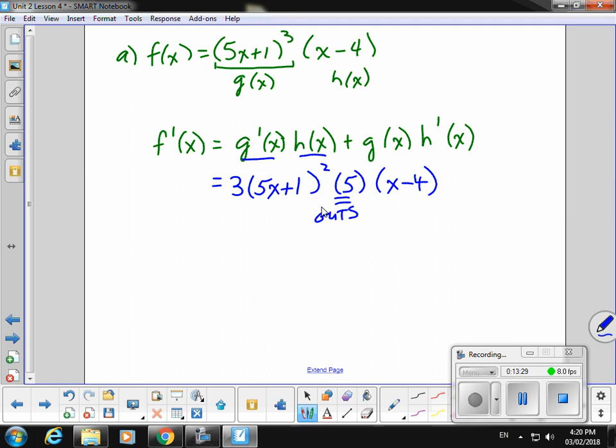All right. Now I have the second half of the product rule. I have to write the first one exactly the way it was. Plus 5x plus 1 cubed. And then I need the derivative of the second. And the second is x minus 4. The derivative of x minus 4 is 1. I'm going to write it down just so you know that I thought about it. Okay. I just have to tidy this thing up. A little bit messy, but doable.